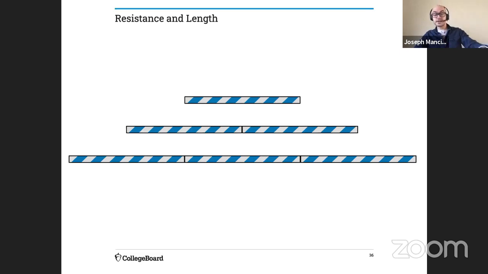And so in my class, after we do the straw example, we use a multimeter and measure the resistance of a material as a function of its length.